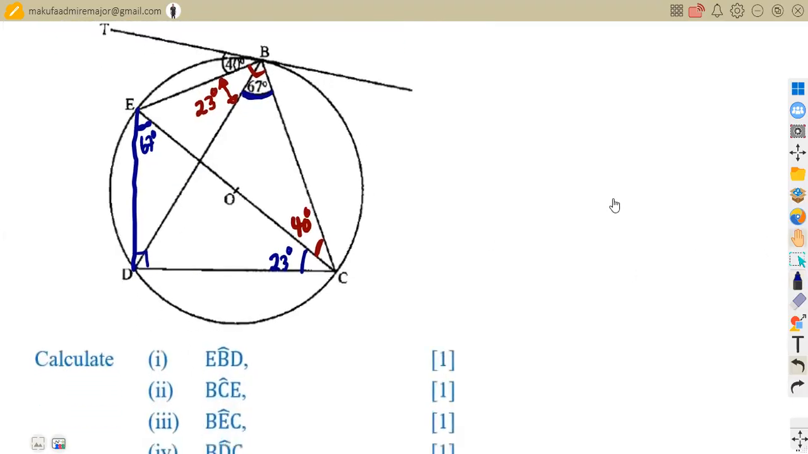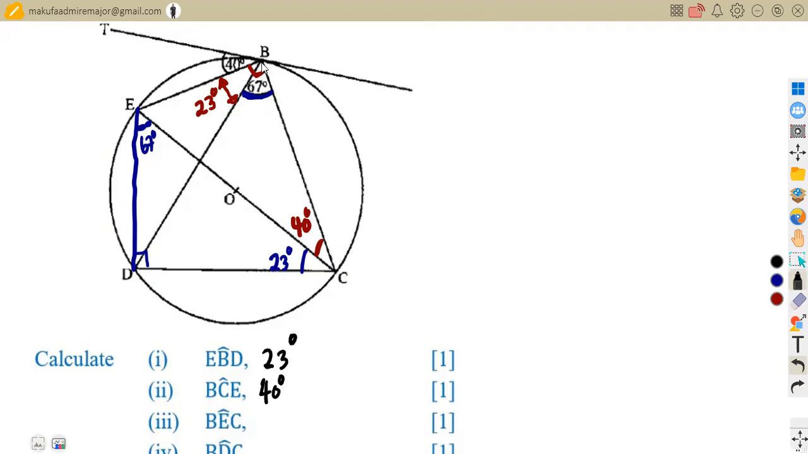Let us try to attempt our questions here. Let's see what we are given. Calculate EBD. All right, that's EBD. That is this 23. Remember, we calculated this 23 from the concept that this is 90 degrees, so we simply subtract 67 from 90. It was 23 degrees. BCE, that is BC to E. We also calculated this one. We said it's 40 from the tangent-chord theorem, tangent and a chord.